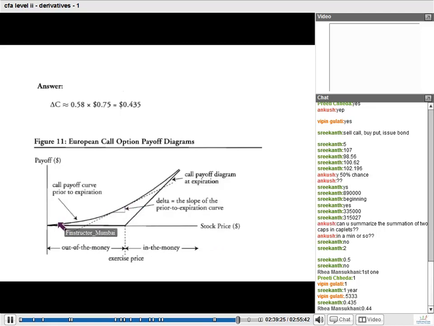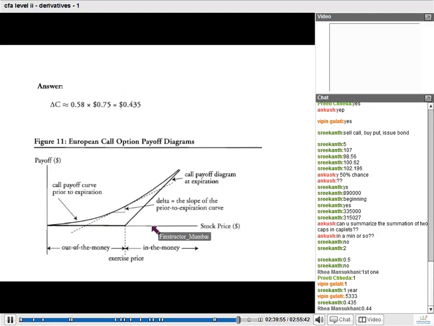So the straight lines that you see in this graph are the intrinsic value of the option. That is, how much in the money or out of the money are we? So until the spot price is below the exercise price, the intrinsic value is 0. But the option will still have some time value, or the option price will still be positive, representing the probability that the option can come in the money in the future.